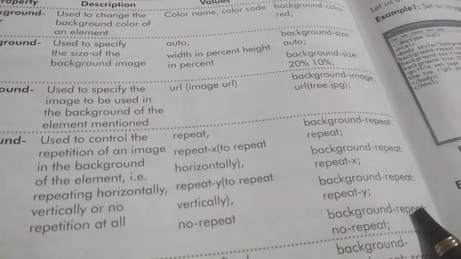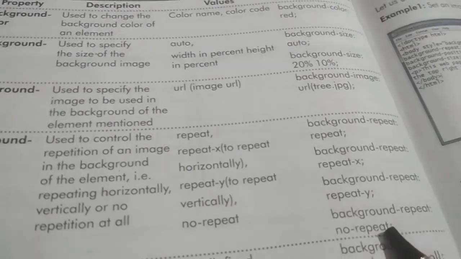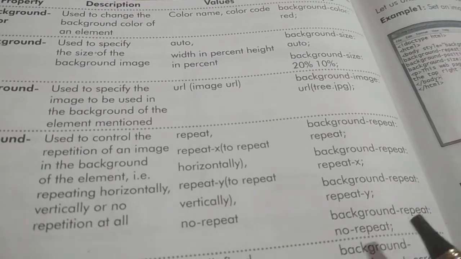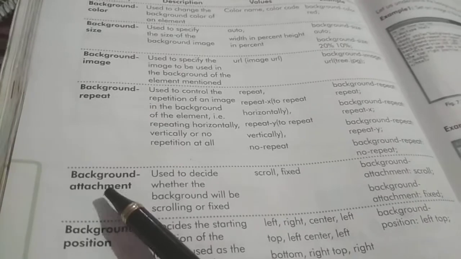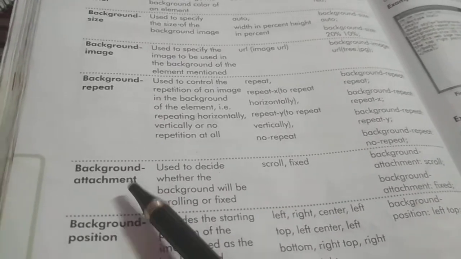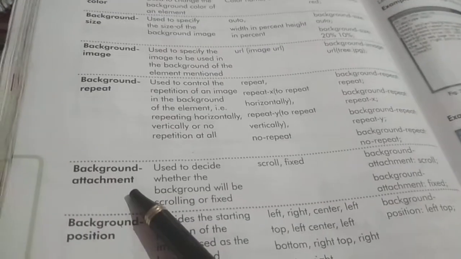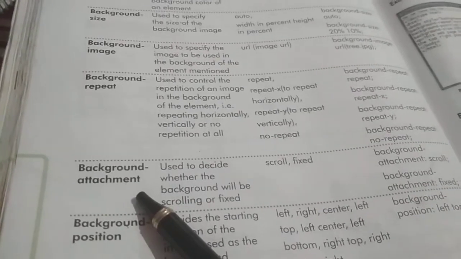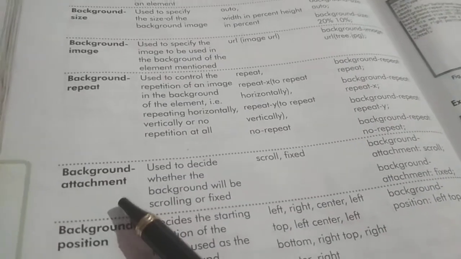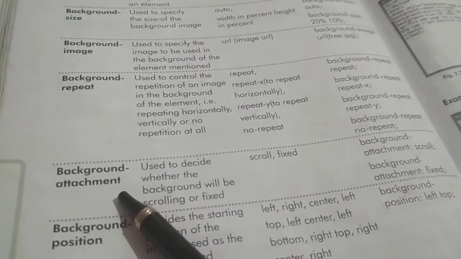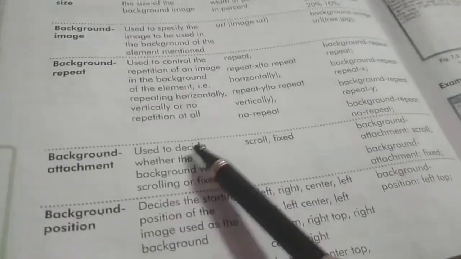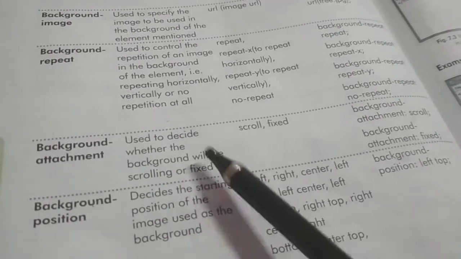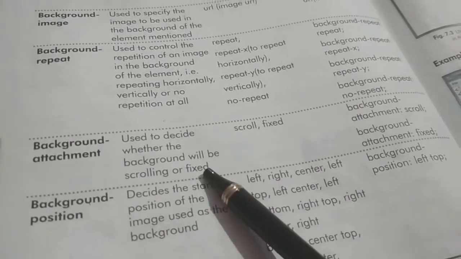Now background repeat no repeat. That means this image will not be repeated in that particular element. Okay. Now next point is background attachment. Attachment means that if you have to attach anything, you can attach from here. What is the description? Used to decide whether the background will be scrolling or fixed.